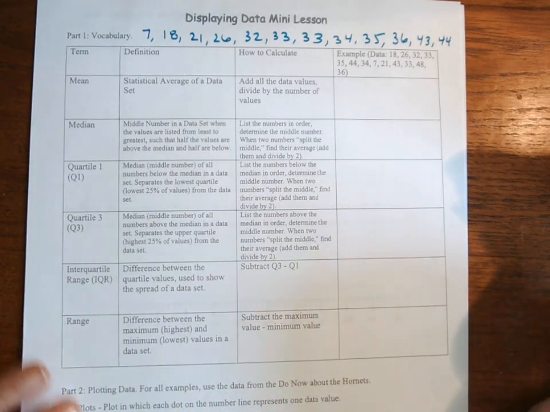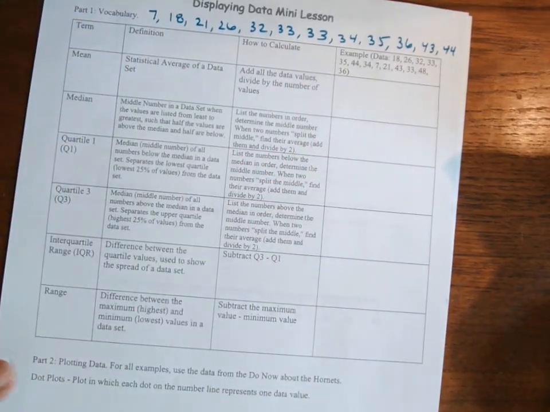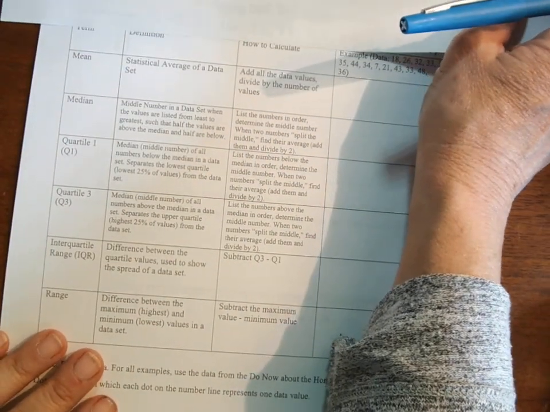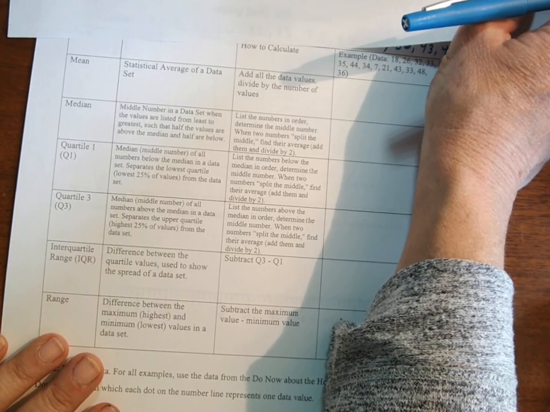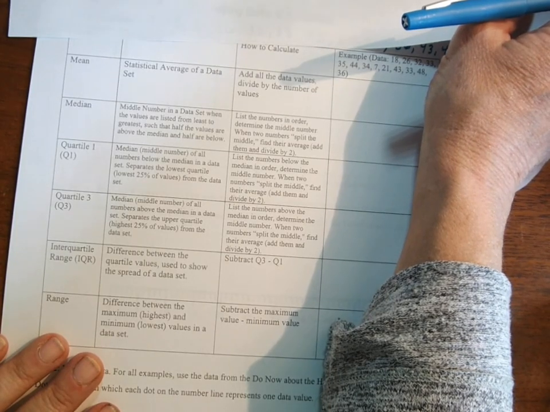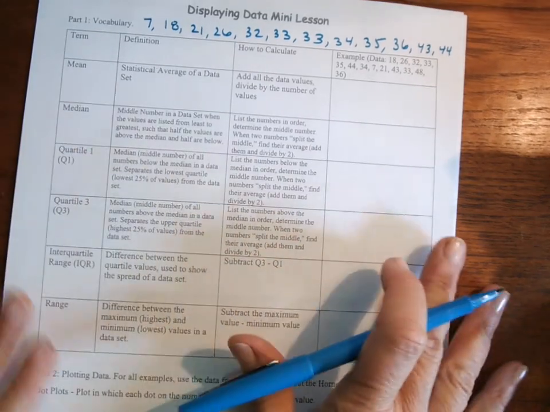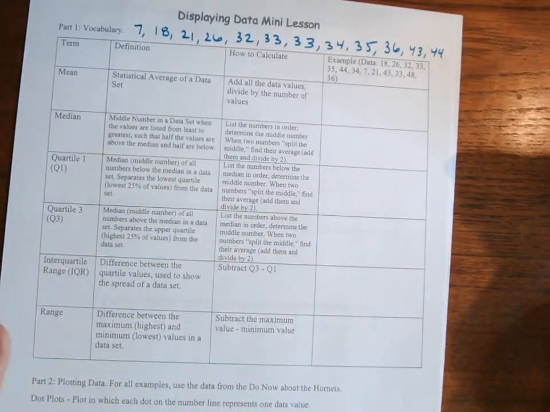So the first thing that you have to do when you're dealing with data is you have to write your numbers in order. So pause the video real quick and write your numbers in order, from least to greatest. Alright, so here they are, and whenever you do this, you need to make sure that you've done your list correctly.